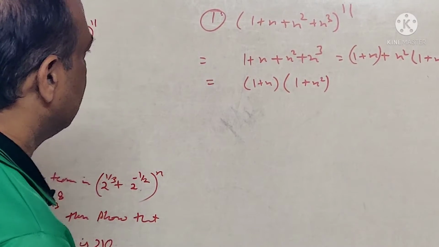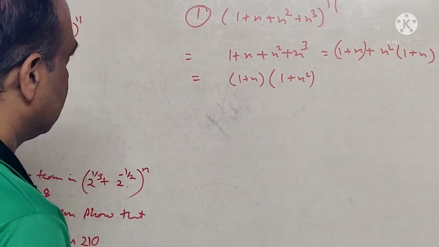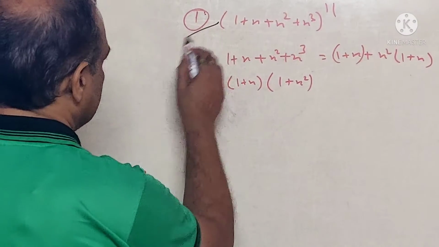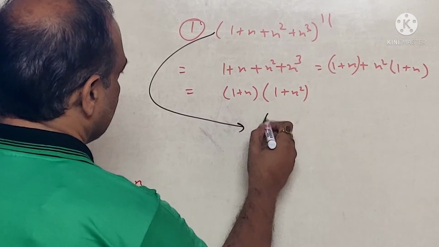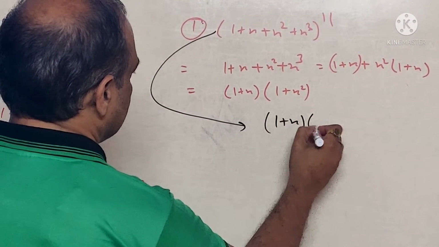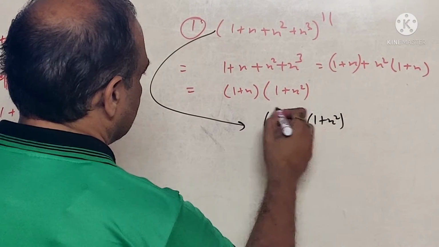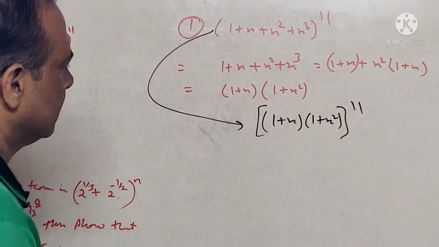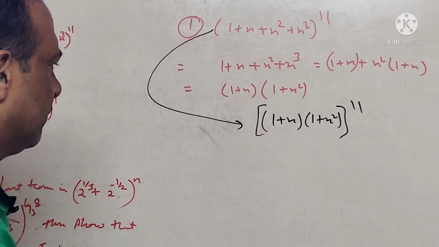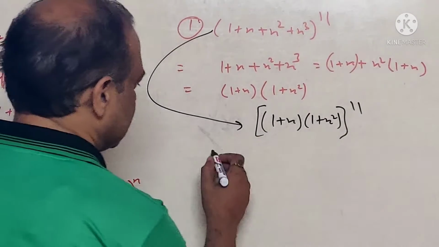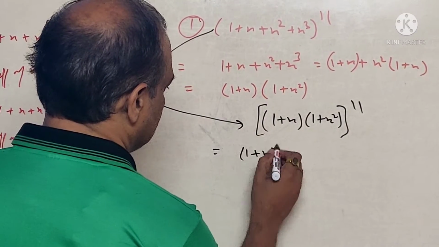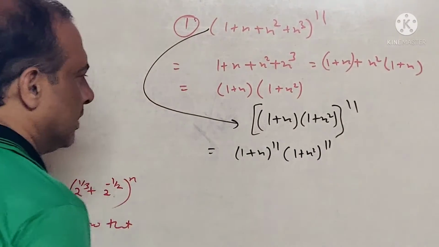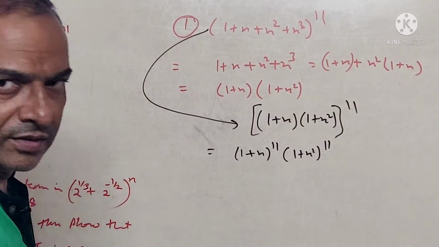It means what we can write this thing, 1 plus x square plus x cube whole power 11, we can write it as 1 plus x into 1 plus x square whole raised to power 11. Clear? We have to expand it. Furthermore, this thing can be written as 1 plus x whole raised to power 11, 1 plus x square whole raised to power 11.